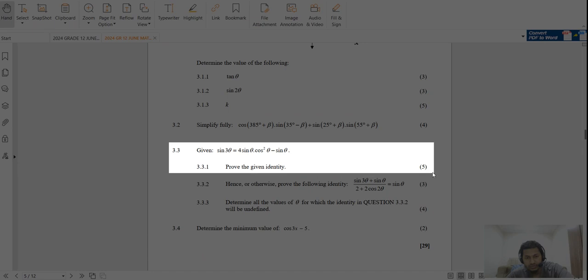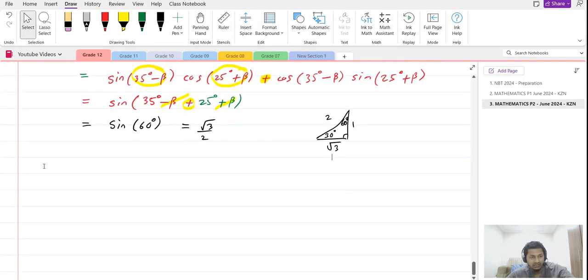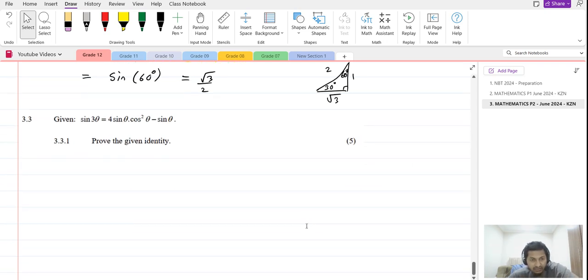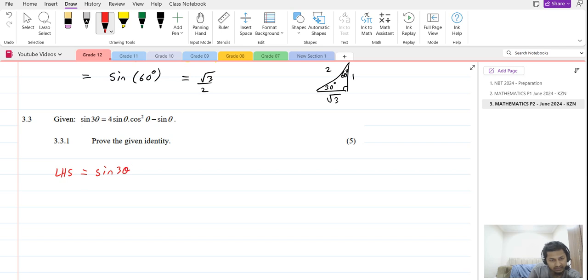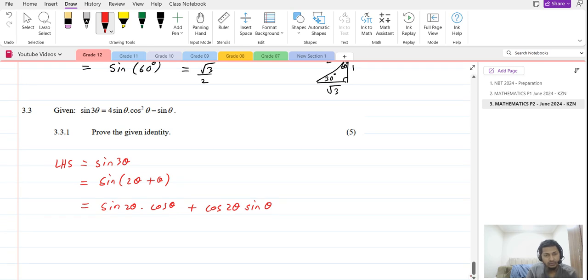Prove the identity: sine 3 theta is 4 sine theta cos square theta minus sine theta. Let's see. Sine 3 theta is the left hand side, which is equal to sine 3 theta. We're going to write it as sine 2 theta plus theta. So the expansion for this is sine cos plus cos sine. So sine 2 theta cos theta plus cos 2 theta sine theta, right?